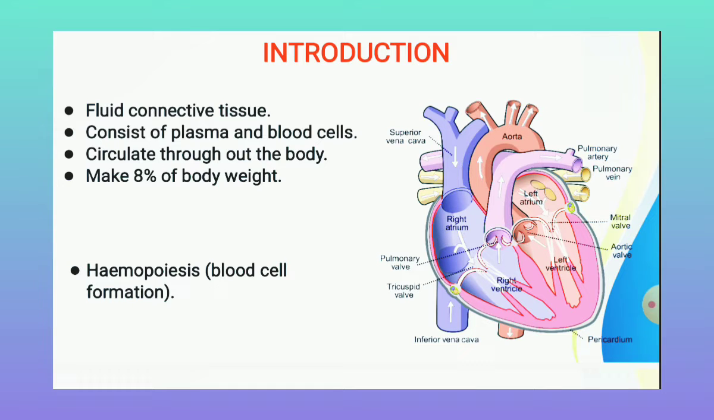So that means if the body weight of a person is 100 kg, 8 kg of the body weight is made by the blood. For example, if a person has 50 kg of body weight, 4 kg will be blood. Now hemopoiesis is the process where the blood cells are formed. We'll discuss later on about blood formation, where the blood gets formed.